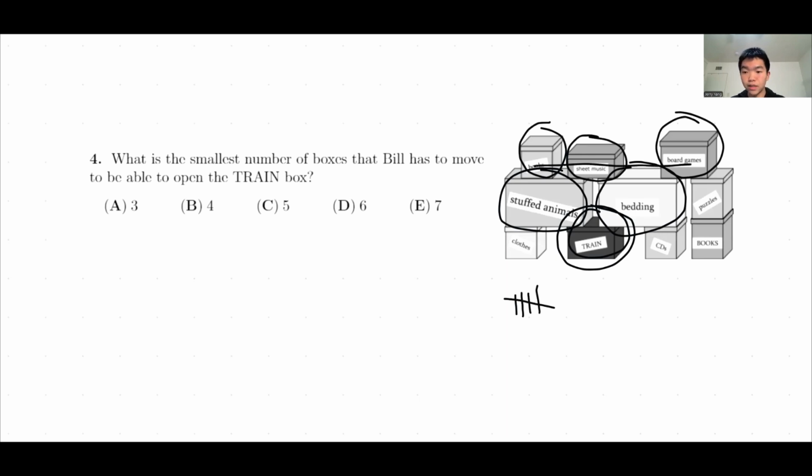Because if we look at these boxes, we don't need to take out puzzles or books in order to access train, because those aren't on top of the boxes on top of train. So therefore, we know that we literally just need to move 5 boxes, and that makes our answer for question number 4, C.